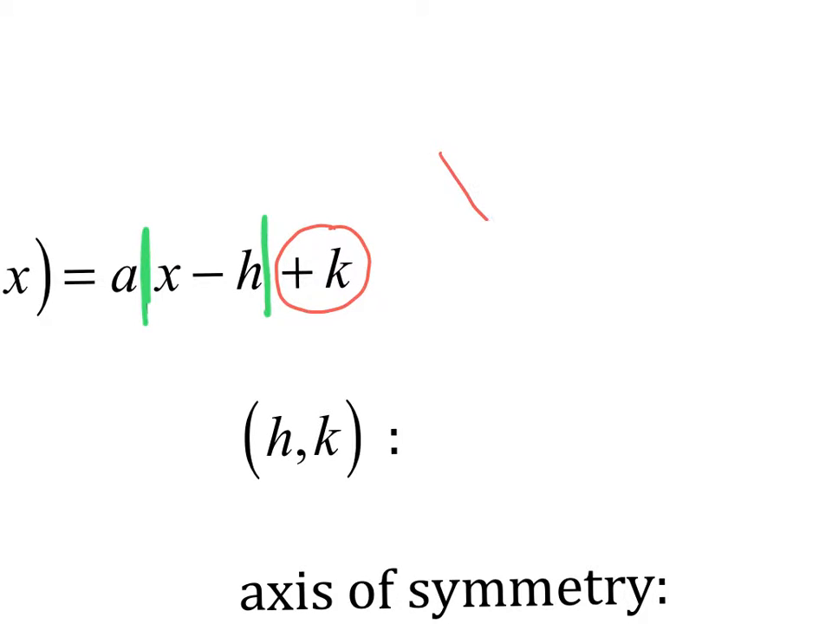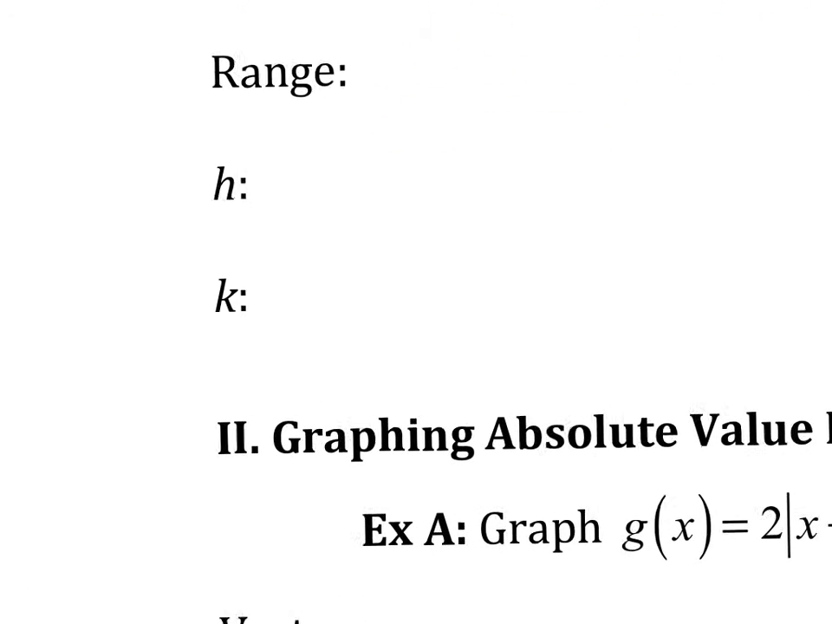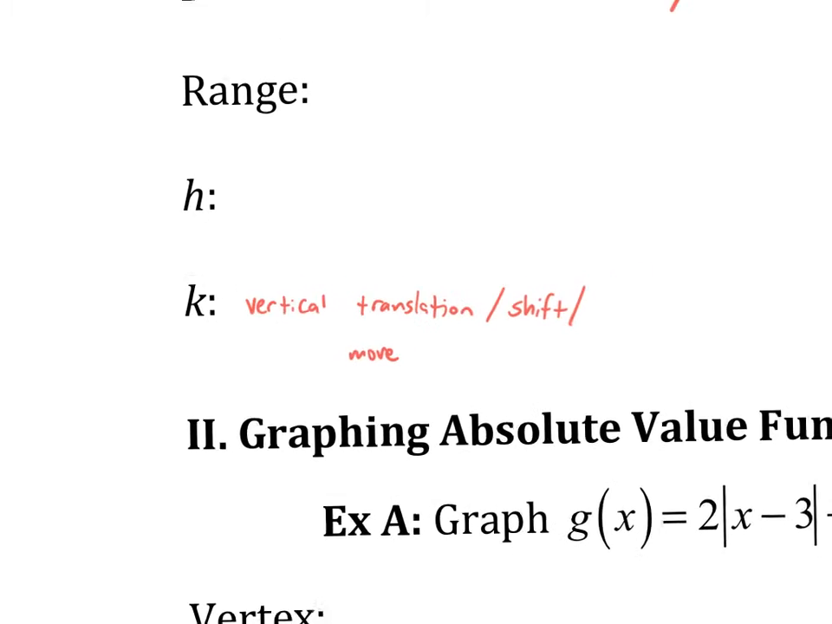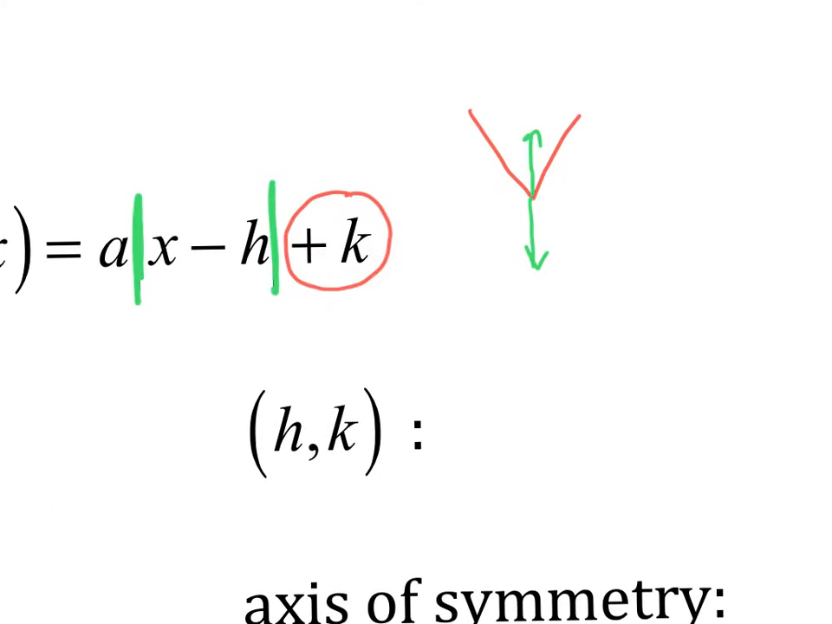Okay, as you did your exploring, something you noticed, hopefully, was that whatever we added and whatever we subtracted took my V shape and shifted it up or shifted it down, and that's it. So K, that's important. K tells me my vertical translation. Another word for translation is shift, or we could say move. If K is positive, it moves up. If K is negative, it moves down.